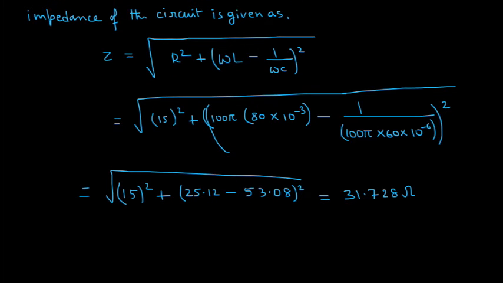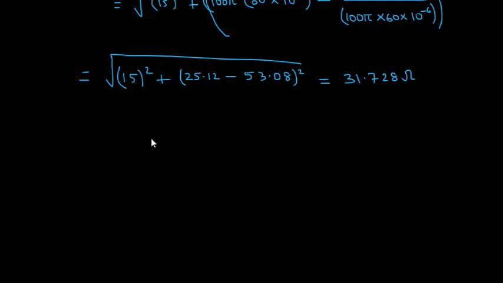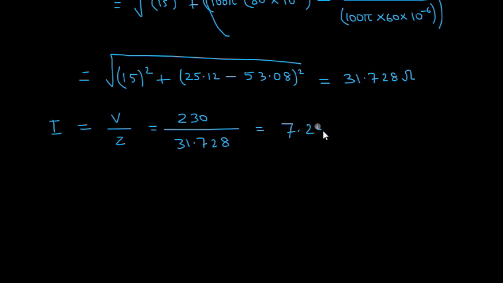After getting the value of impedance Z, we can find out the value of the current in the circuit by the formula V upon Z, that is 230 upon 31.728, which is equal to 7.25 ampere.